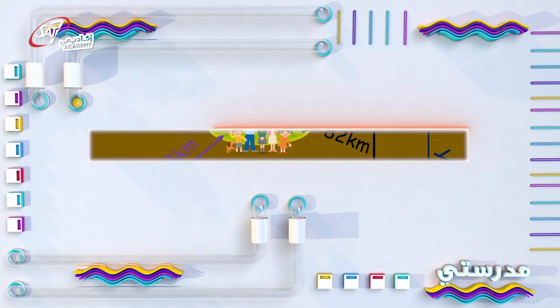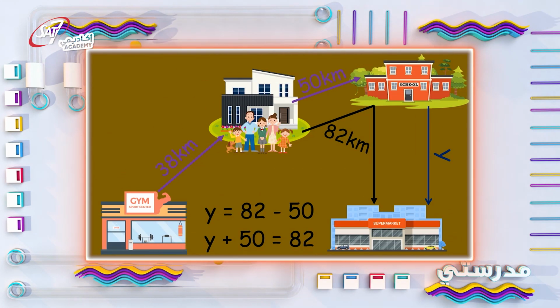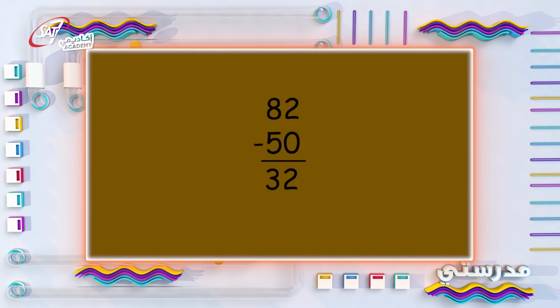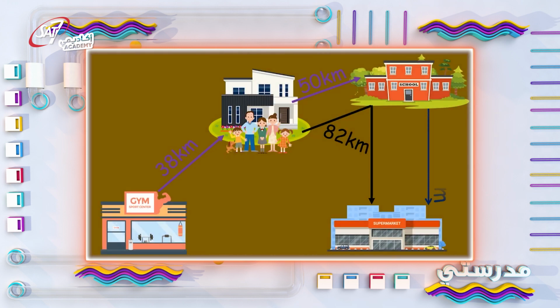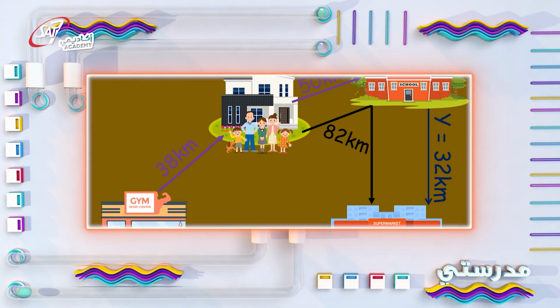Can you try writing two number sentences that would lead us to the answer? We can use either addition or subtraction. Let's subtract. Y equals 82 minus 50. 82 minus 50 is 32 kilometers. Y is 32. The distance from the school to the supermarket is 32 kilometers.